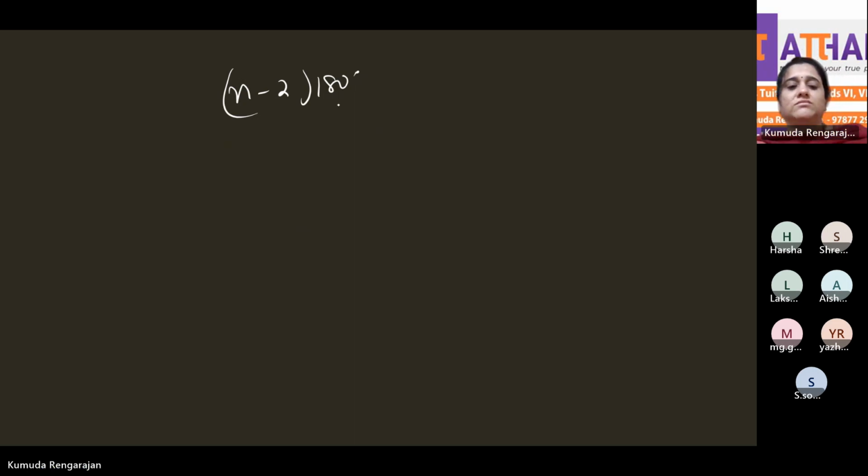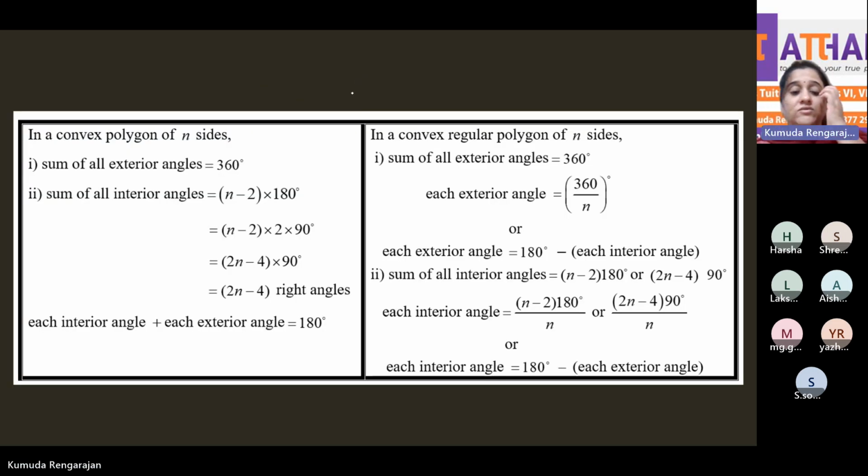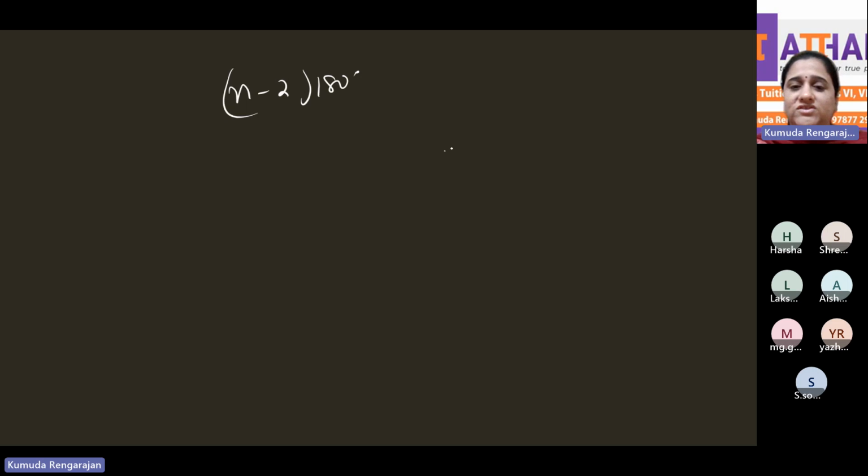So this is the formula. (n minus 2) into 180 degrees is the formula to find the sum of all the interior angles of any polygon. Write down, children. And the sum of the exterior angles we already know is 360.